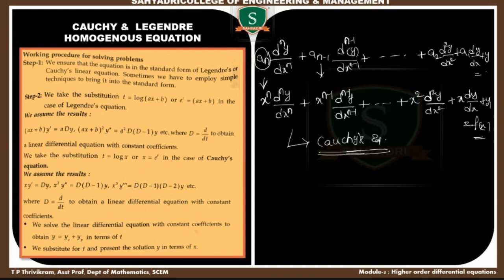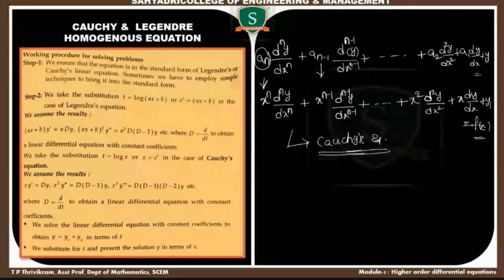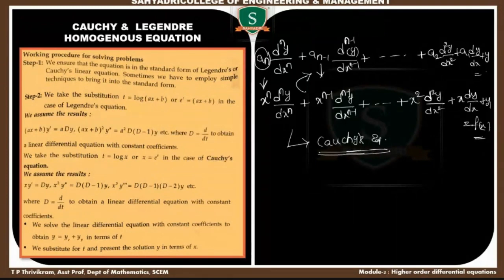So what we have to do is convert this into equations with constant coefficients, and using those methods we are going to solve this. So indirectly, we convert this Cauchy's equation to constant coefficients, and solve it with the same previous 6 methods. Nothing new we are going to study. It is already studied in previous classes, with a small change.